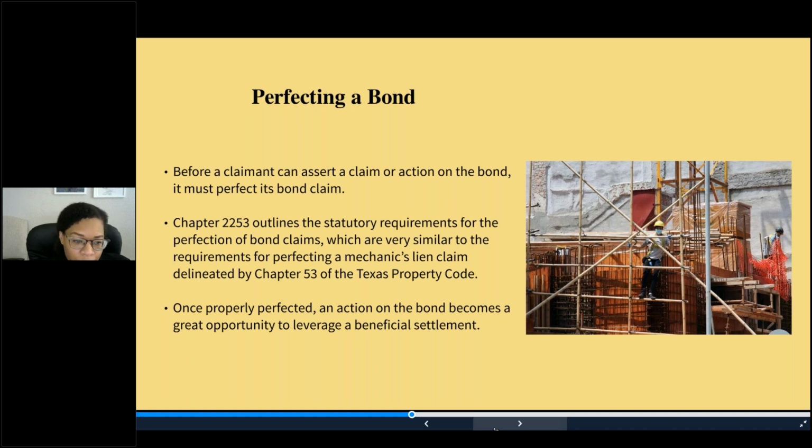But once you determine that a bond claim may be necessary to secure payment, contact an attorney right away just to make sure that you follow the statutory requirements properly, and also make sure that you have all of the necessary invoices and documentation to substantiate your claim. Because once properly perfected, an action on the bond becomes a great opportunity to leverage a beneficial settlement. And again, attorney's fees can be recoverable through that process.